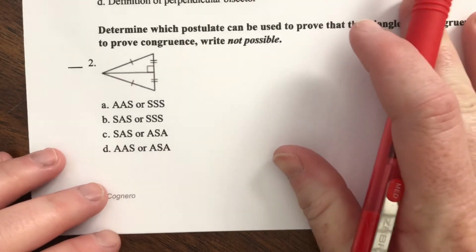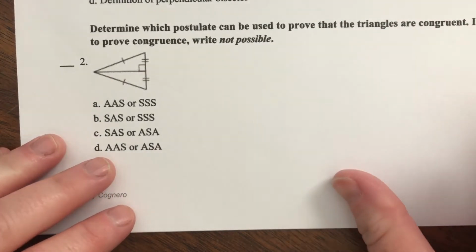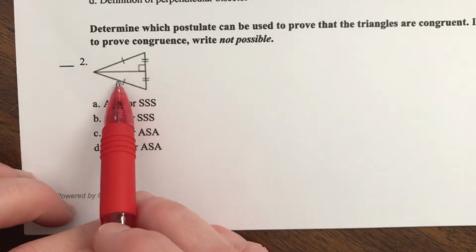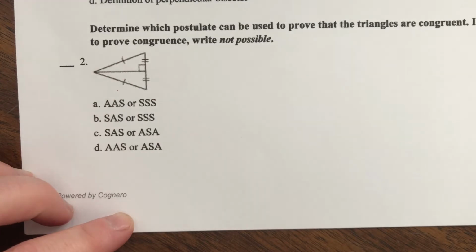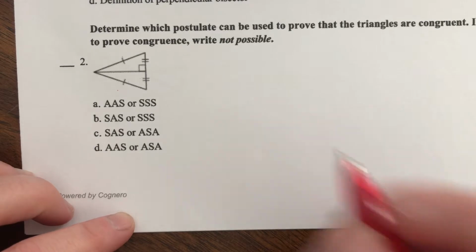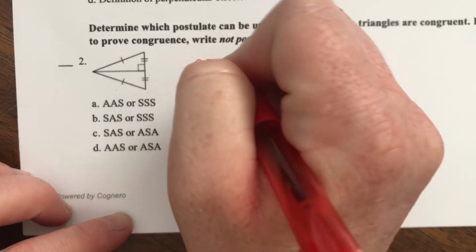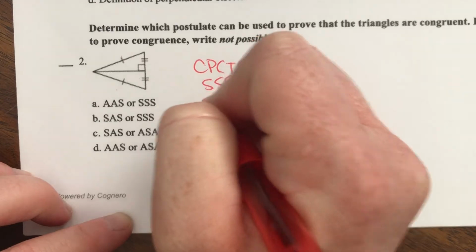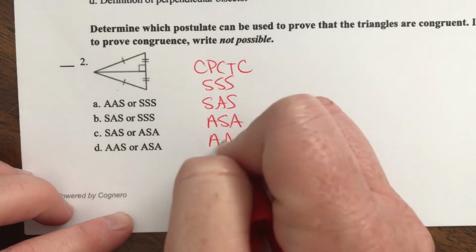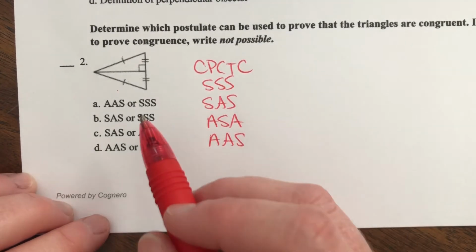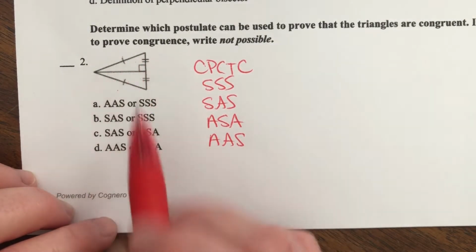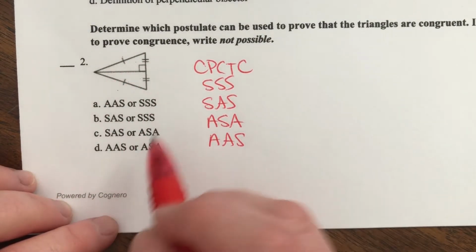Okay, number 2, determine which postulate can be used to prove the triangles are congruent. If it's not possible to prove, write not possible. All right, so here it gave us 2 sides are congruent, and it gave us this angle in here, right? So what are our choices? We have CPCTC, SSS, SAS, ASA, or AAS, right? CPCTC is when we have to prove all 6 parts, all 3 angles and all 3 sides of both triangles are congruent. Well, we don't need that here. It's not even a choice, so that one's out.